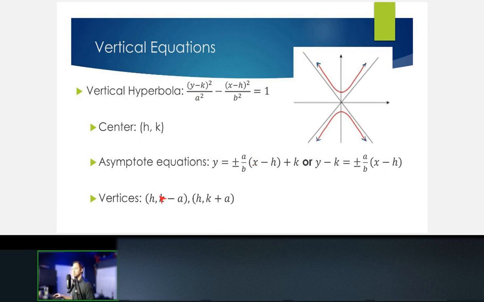And then the vertices, similar to horizontal, but now because your vertices are this point here and this point, we have to travel from the center, h comma k, up and down a distance of a. So from your k value, which is the y value of the center, you're traveling down a distance of a and you're traveling up a distance of a. And this should be very familiar from when we did ellipses. Really nothing different.